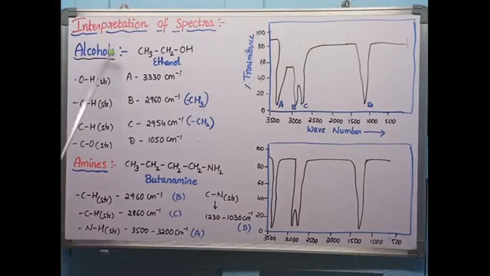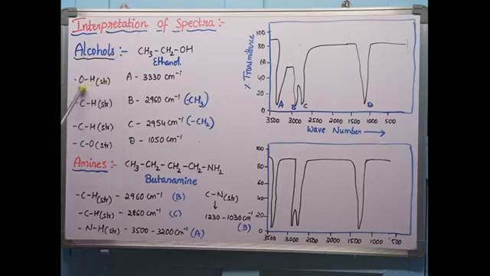Alcohols are the compounds which have the OH functional group. I'm taking the alcohol example as ethanol, and I'm drawing the ethanol IR spectra now. All alcohols have the OH functional group, and we know that there are primary, secondary and tertiary alcohols. Ethanol is considered a primary alcohol.